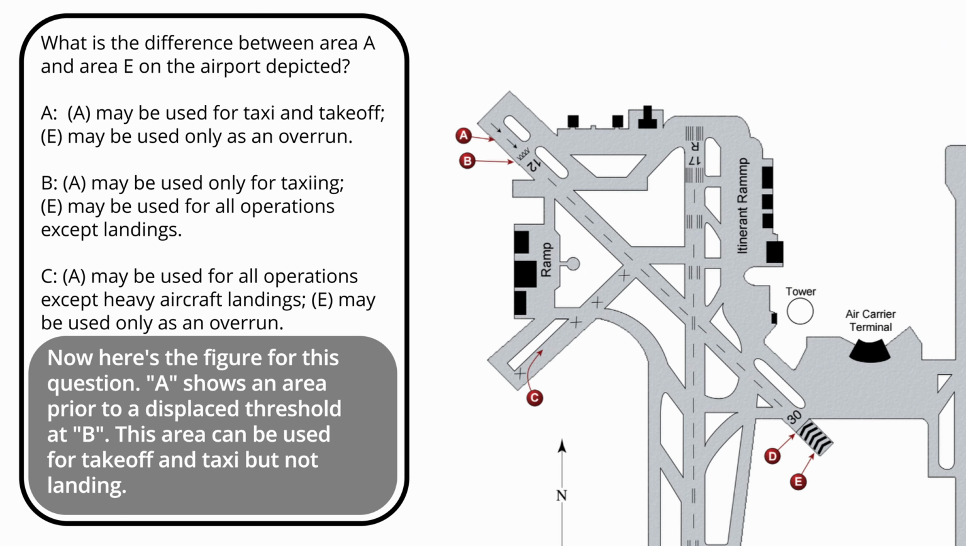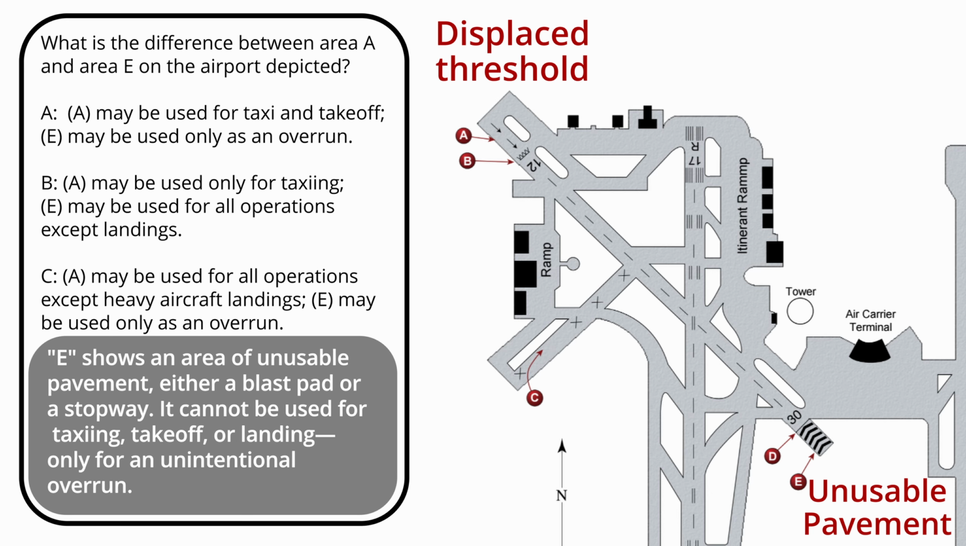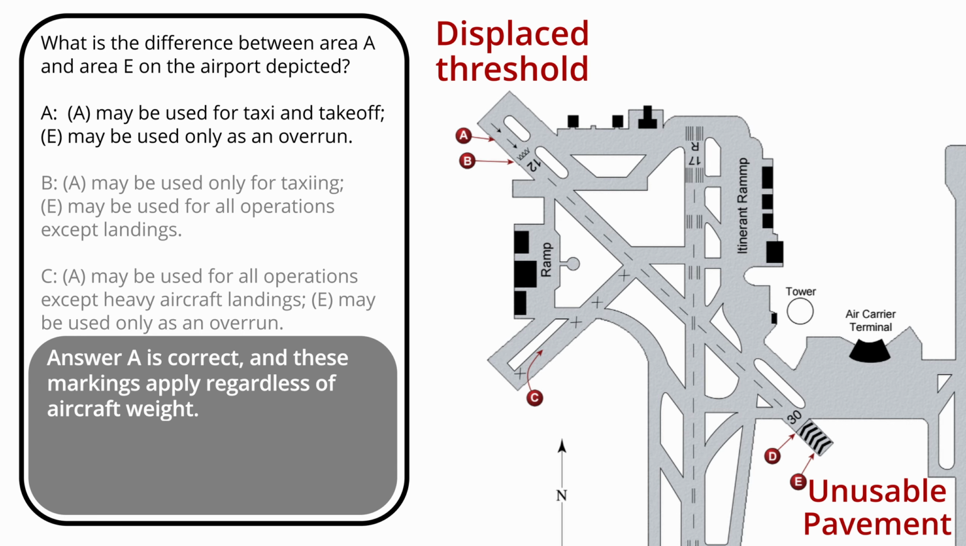Now here's the figure for this question. A shows an area prior to a displaced threshold at B. This area can be used for takeoff and taxi, but not landing. E shows an area of unusable pavement, either a blast pad or a stopway. It cannot be used for taxiing, takeoff, or landing, only for an unintentional overrun. Answer A is correct, and these markings apply regardless of aircraft weight.